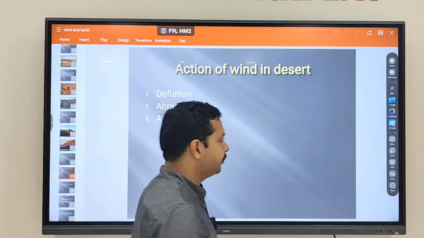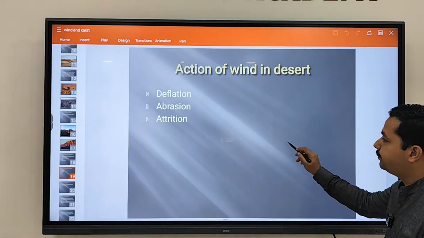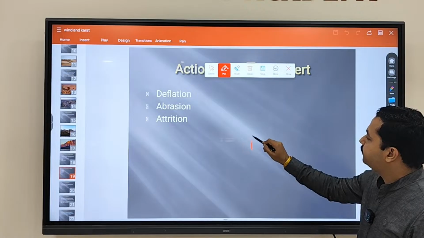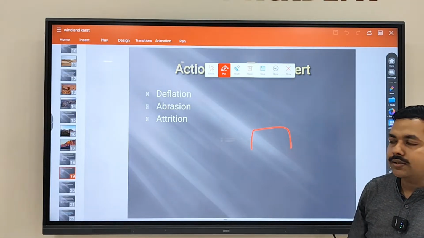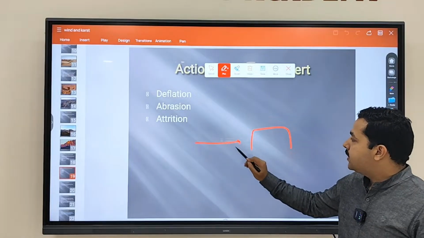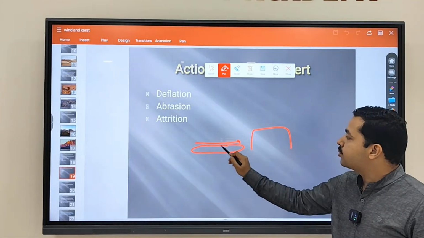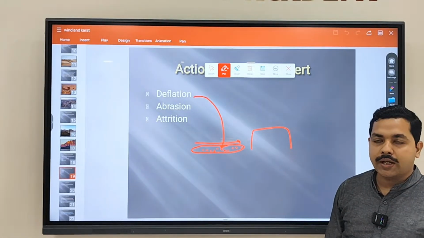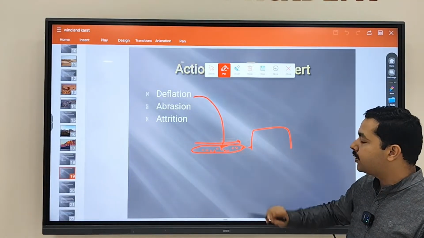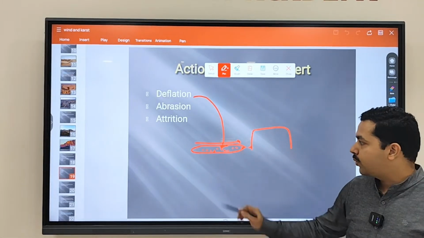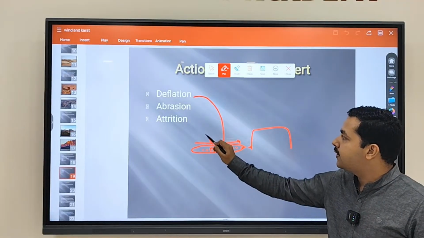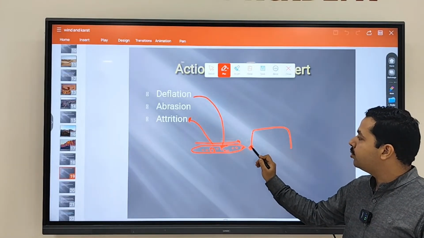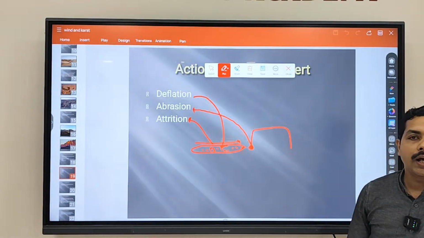And the third is abrasion. What is abrasion? Now let's say this is a rock that is there in the desert region. Now the wind is blowing like this. We discussed wind is going to carry the particles. Because of the deflation process, wind is going to carry the particles. Now these particles are colliding with these rocks. When these particles are colliding with themselves, it is called attrition. But when these particles are colliding with the rocks, they are going to erode the rocks, and this process is referred to as the abrasion process.